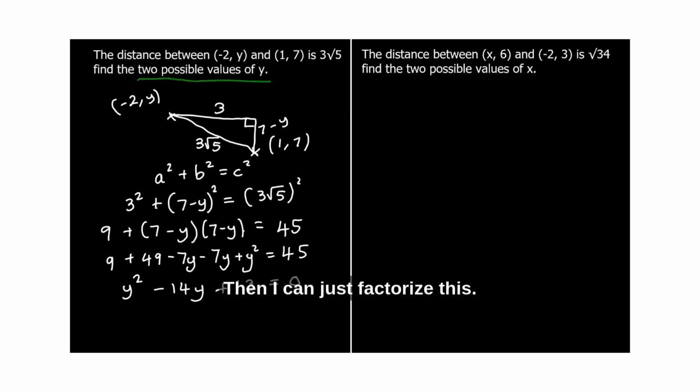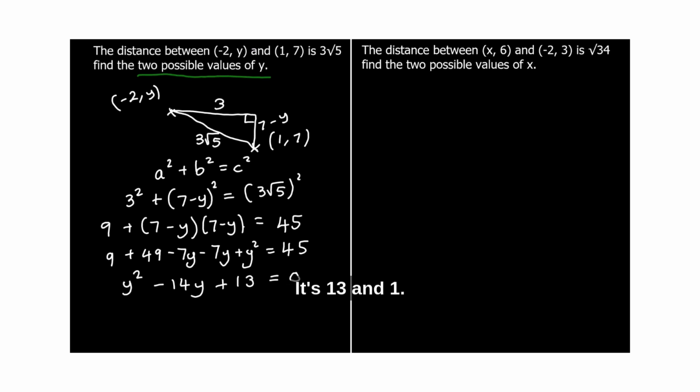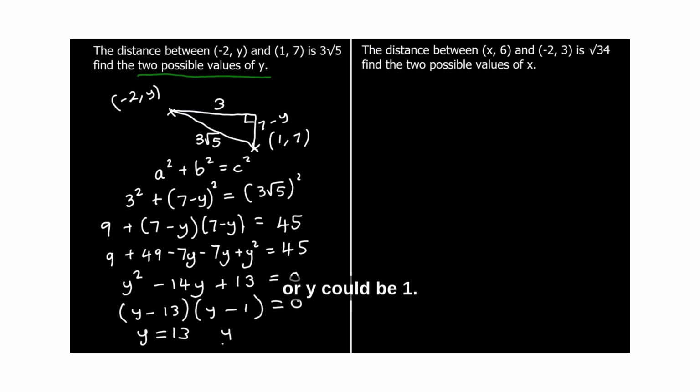Then I can just factorize this. It's 13 and 1. So (y minus 13)(y minus 1) equals 0. So y could be 13 or y could be 1.